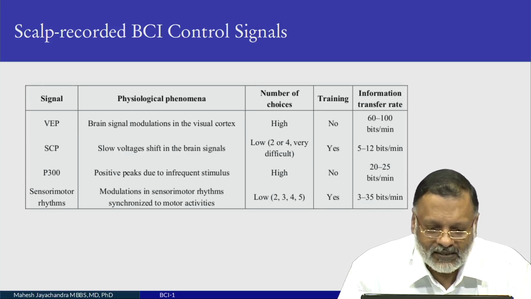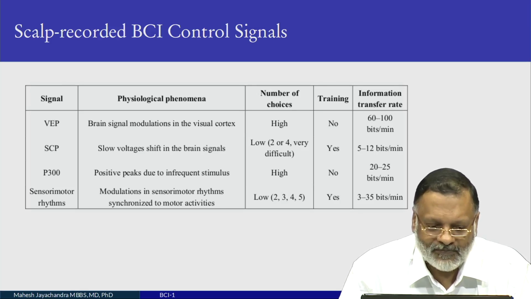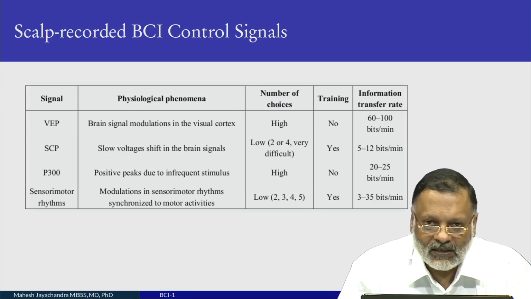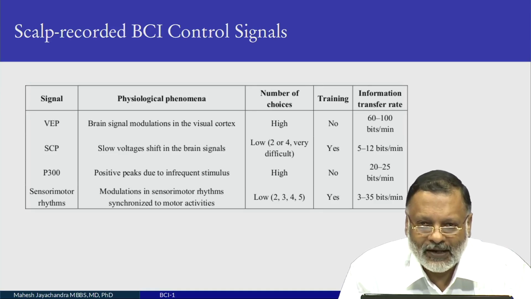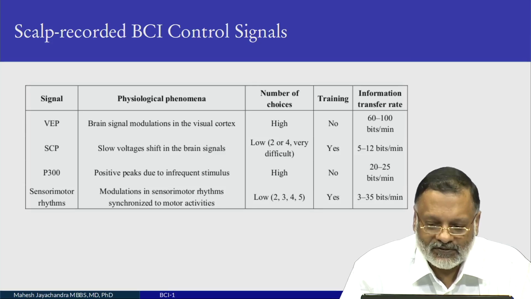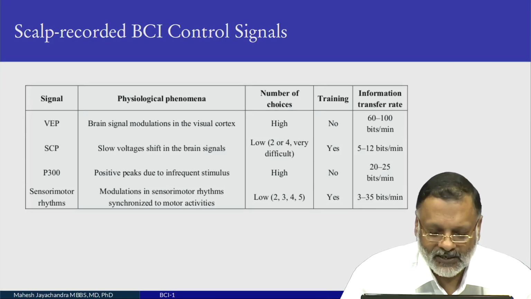Then the P300: the number of choices is high, there's not much training involved, and the information transfer rate is moderate. And finally sensorimotor rhythms, where you do imagery of motor movements, like moving your hand or moving your leg. Here the number of choices is low, but you need a lot of training and the information transfer rate is not brilliant.